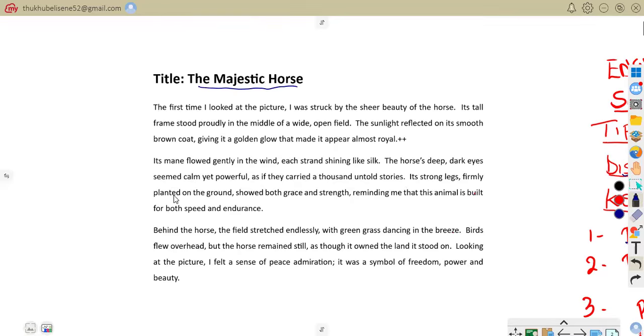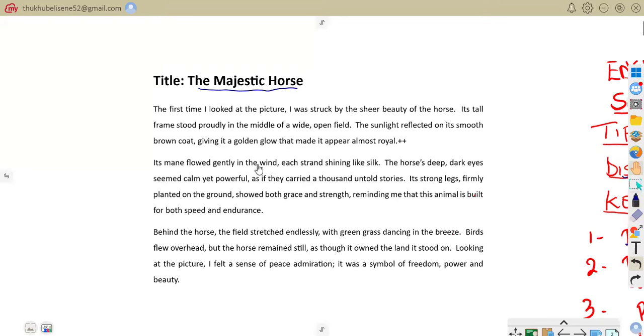Its strong legs, firmly planted on the ground, showed both grace and strength, reminding me that this is an animal built for both speed and endurance. Behind the horse, the field stretched endlessly with green grass dancing in the breeze. Birds flew overhead, but the horse remained still, as though it owned the land it stood on. Looking at the picture, I felt a sense of peace, of admiration. It was a symbol of freedom, power, and beauty. So this is our essay. This is how our essay reads.